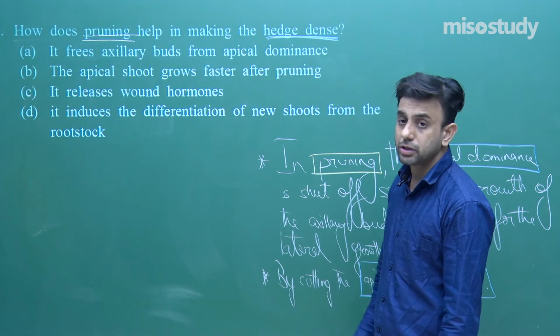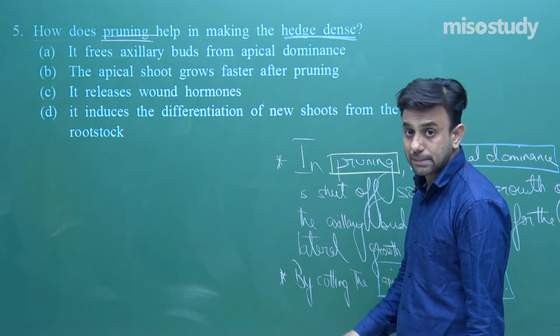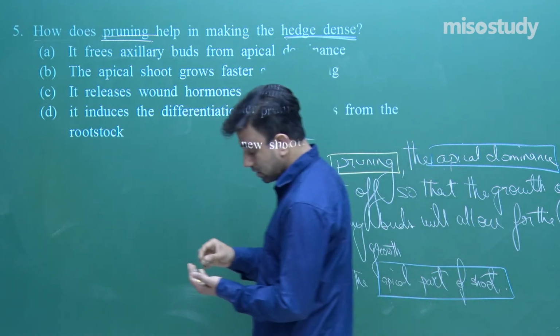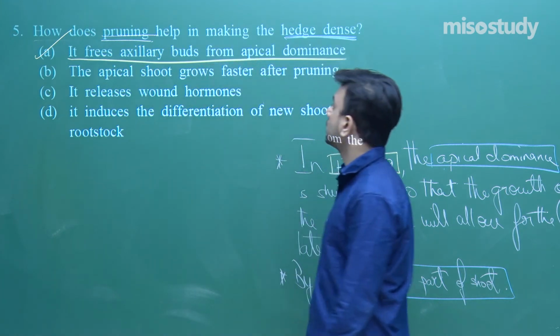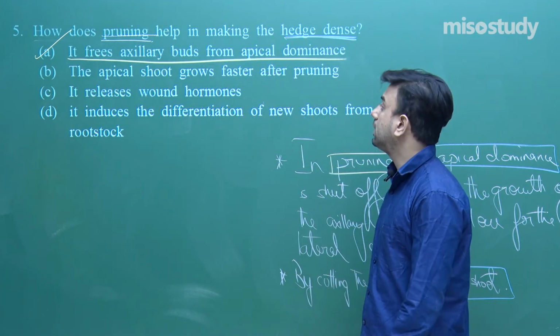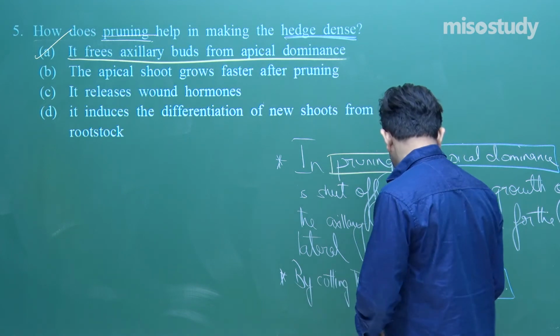And so what can be the option for this? It frees the axillary bud from the apical dominance. Yes, absolutely, this is the correct answer for this question. It frees the axillary bud from the apical dominance, right.